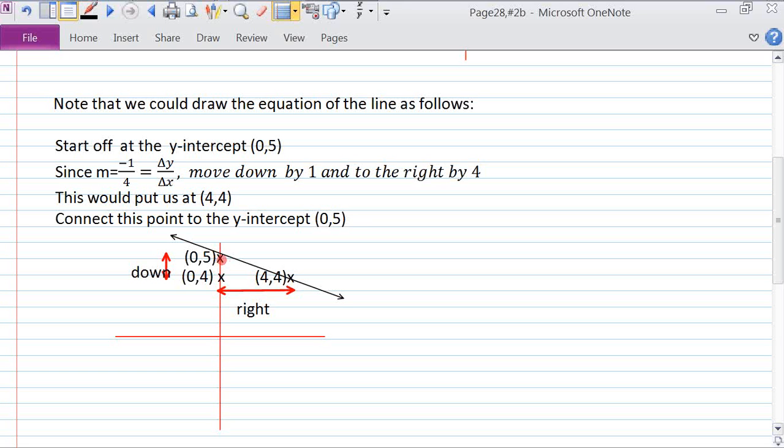Now this is a little off here. I see right here this line should be drawn a little lower through this point. And so that just gives us an indication of how we could draw the graph.